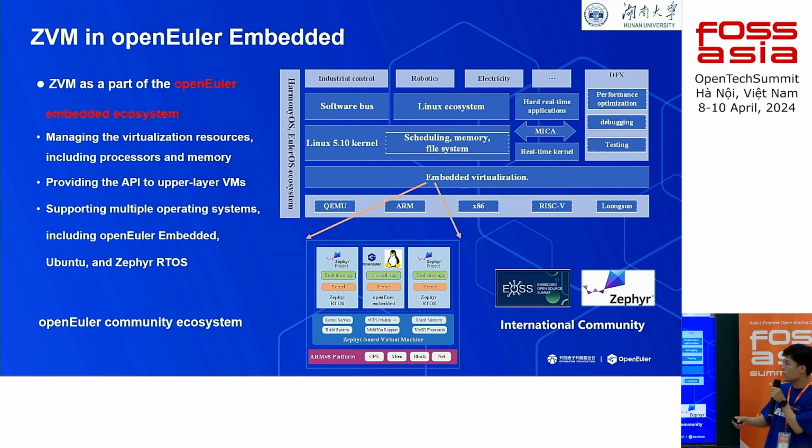And it supports multiple operating systems, including openEuler embedded, Ubuntu and Zephyr RTOS. And in the future, we will support Android and FreeRTOS. That is ZVM in the openEuler embedded ecosystem. And in the future, we will try our best to merge ZVM into Zephyr mainstream, into the Zephyr ecosystem, to be an international community project as a part of the Zephyr RTOS.